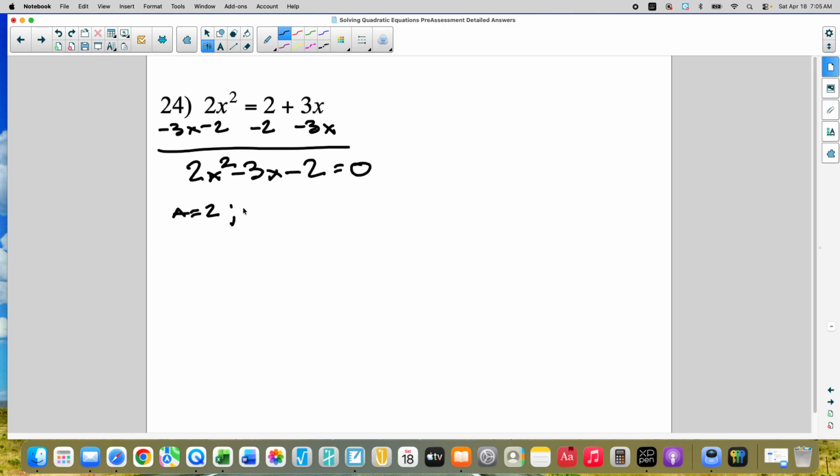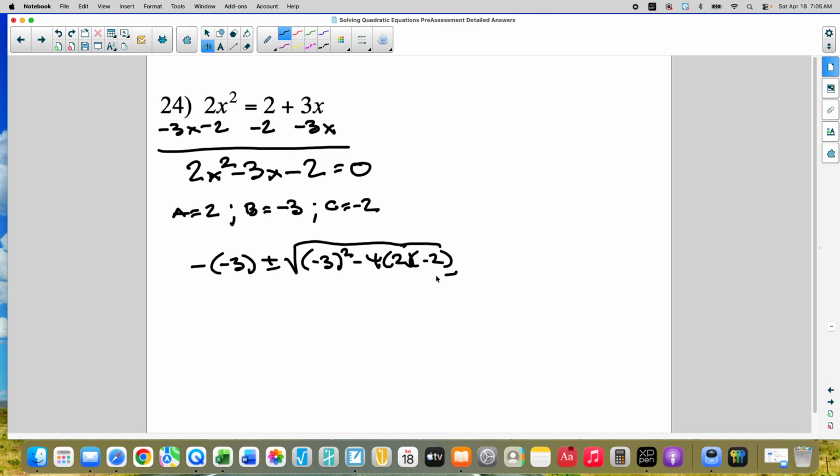A equals 2, b equals negative 3, c equals negative 2. The opposite of b, plus or minus the square root. You better have that b in parentheses if it has a negative. Minus 4 times a times c, all over 2a. That's 3 plus or minus the square root of 9 plus 16, over 4.